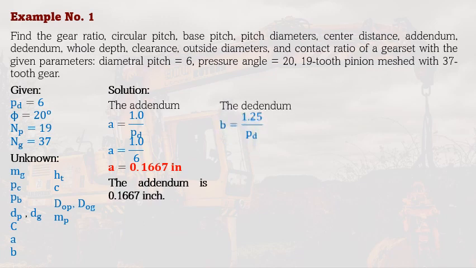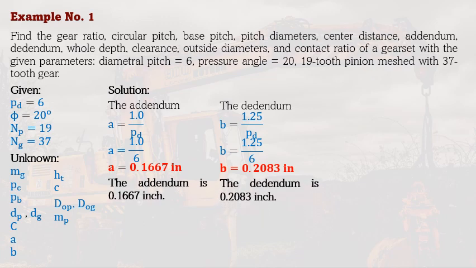And then the dedendum, on the other hand, is denoted by B. That's 1.25 over PD. So it's larger than the addendum so that we can have clearance. So the dedendum is 0.2083 inch. So this is already the bottom portion of our gear tooth.